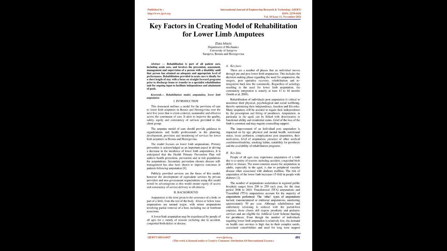Rehabilitation of individuals post-amputation is critical to maximize their physical, psychological, and social well-being, thereby optimizing their independence, function, and life roles. Many amputees will be assisted to regain their independence by the prescription and fitting of prostheses. Amputation, in particular in the aged, can be linked with deterioration in functional ability and residential status. Grief of the loss of the limb is common and may require counseling support.